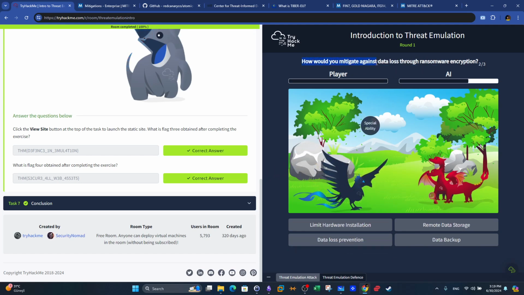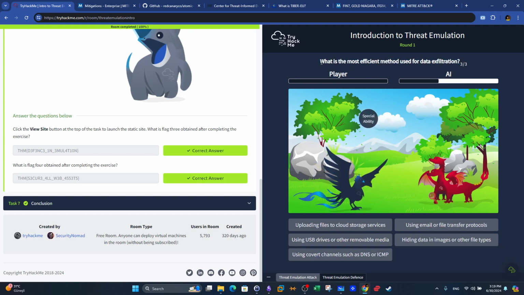Okay, how would you mitigate against data loss through ransomware encryption? It's very clear that it is data backup, because through backups, you can restore your business operations by going through the backups and selecting the most recent one. What is the most efficient method used for exfiltration? This one can be tricky, but again, it's going to be answered simply.